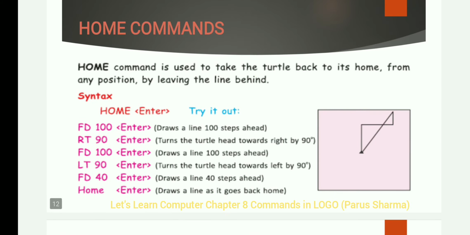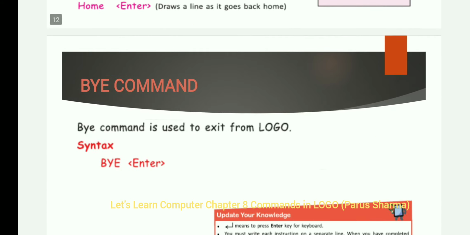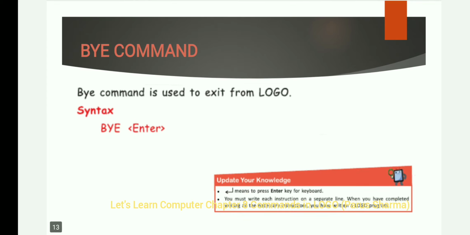Then the home command. Home command means if you have made your drawing and you want the turtle to go back to its home center position, you can simply write the home command, HOME, and then press the enter key, or you can press the execute button which is given on the logo screen to execute that command. Then the bye command is used to exit the logo screen or to close the logo. By writing bye in the command input box, you can close the logo window.